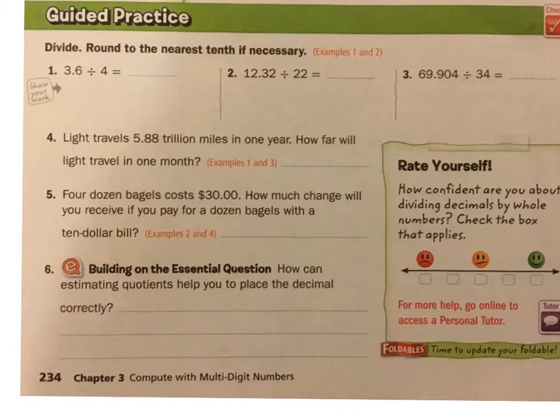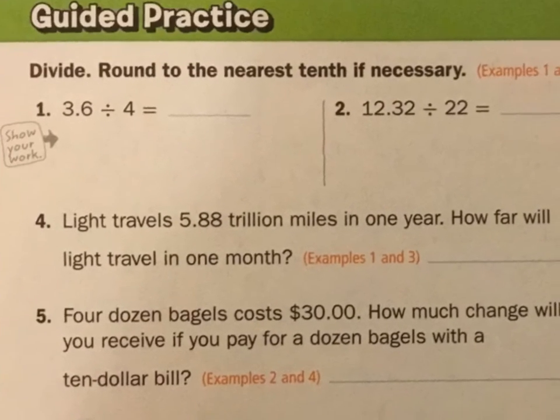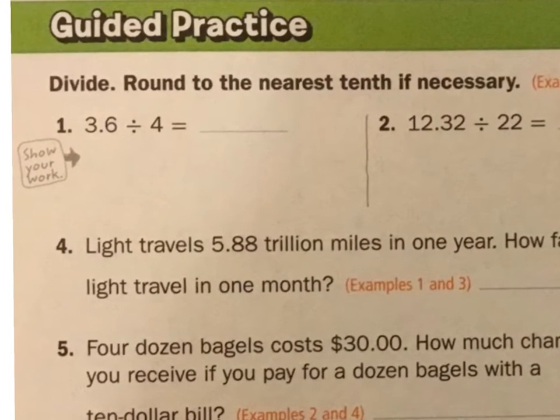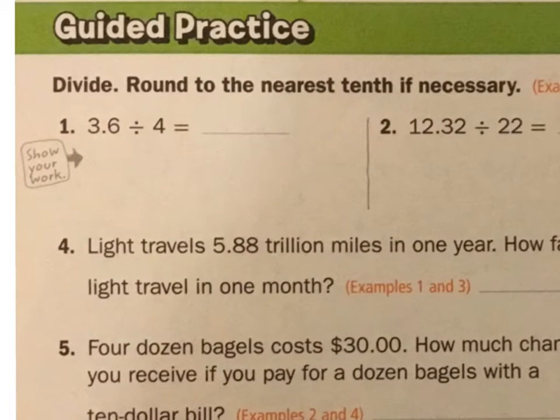All right, what we are doing here, this is guided practice 3.7. We're dividing decimals by a whole number, and then it says divide, which we'll do, and then it says round to the nearest tenth if necessary. So if there's a hundredth in the problem, it wants you to round it to the nearest tenth. Okay? So let's do these.